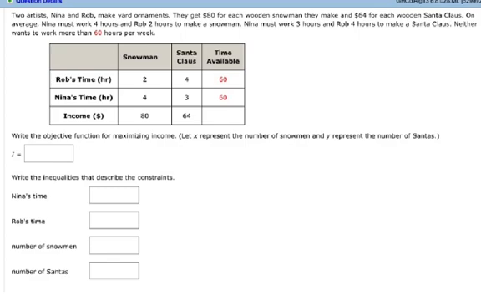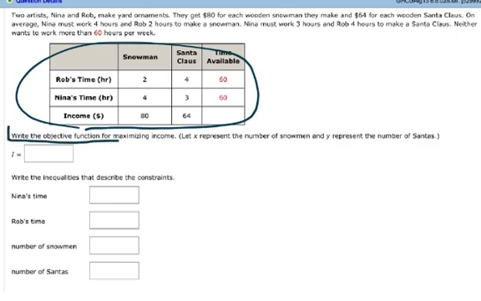Okay, anyway, if they made you this little table right here, great. If they don't make that, I made a simplified version. Now, right here they say, write the objective function for maximizing income. So they use this little I to represent income. Sometimes you'll see a P there for profit. It says let X represent the number of snowmen, so I'm going to put X as my snowmen and Y as the number of my Santas.